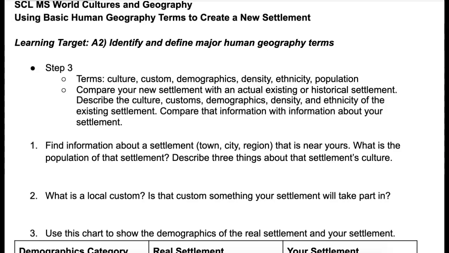So again, it's seeing the people that live in a place and figuring out what types of people live there. None of it is based on opinion. It is all based on just the facts and the numbers that we have.